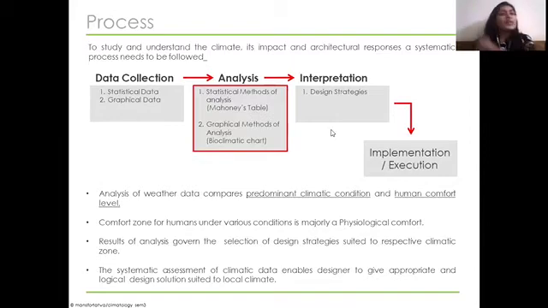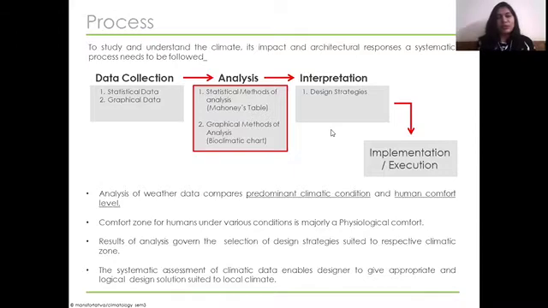It basically compares predominant climatic conditions and human comfort level. Whatever we are doing, the final aim is to make an architecture or an indoor space which is comfortable to humans as well as which responds to the climatic factors. So human comfort level comes first, where you are designing for humans, you are designing a user-centric space.